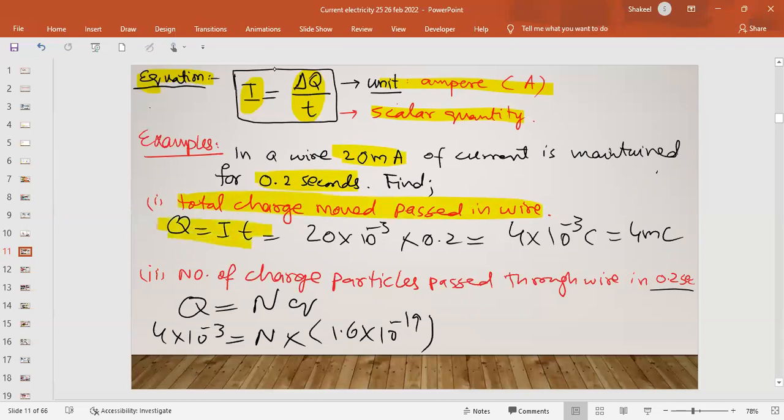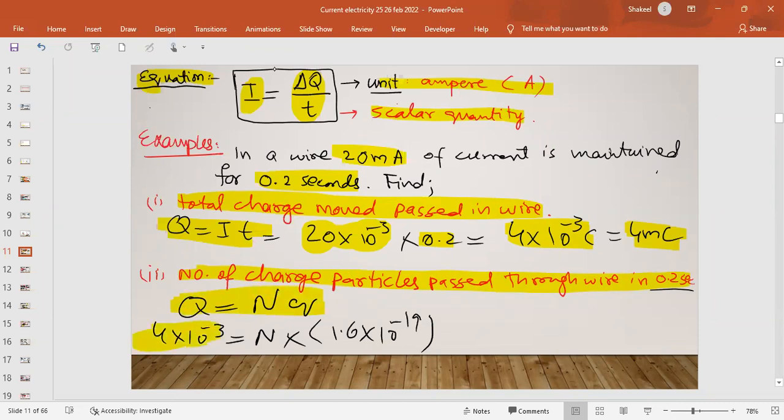So we say that Q is IT, the current is 20 milliampere. You have to convert milli, like by replacing its value, 10 to the power minus 3, and the time is 0.2. So the total charge that is moving is 4 into 10 to the power minus 3 coulomb, or 4 millicoulomb. Okay, now we have to see how many number of charged particles are passing through the wire in 0.2 seconds. So for that, we'll be using Q equals NQ.